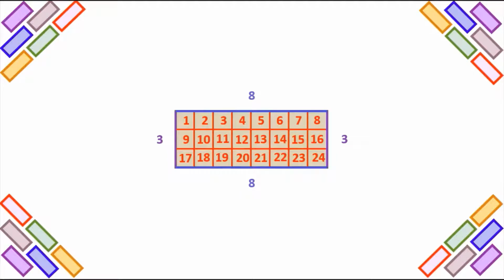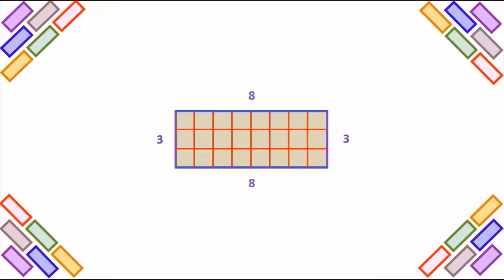So there are 24 unit squares that fit into this rectangle, which means the area of this rectangle is 24 square units. So this is the first method of determining the area. It is to simply count the number of unit squares that fit into this rectangle.